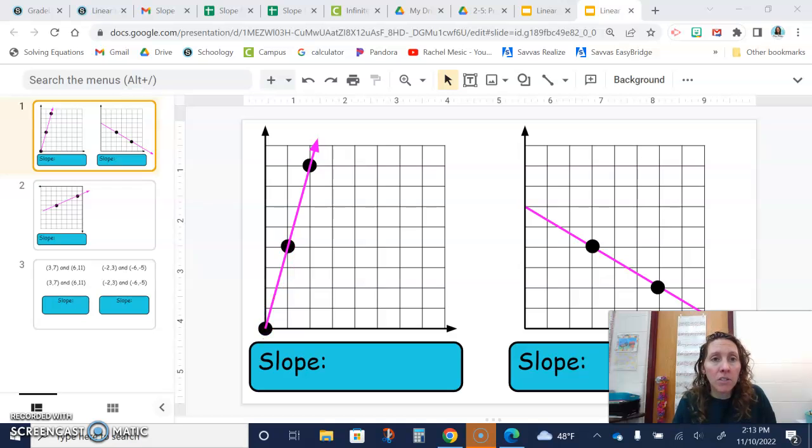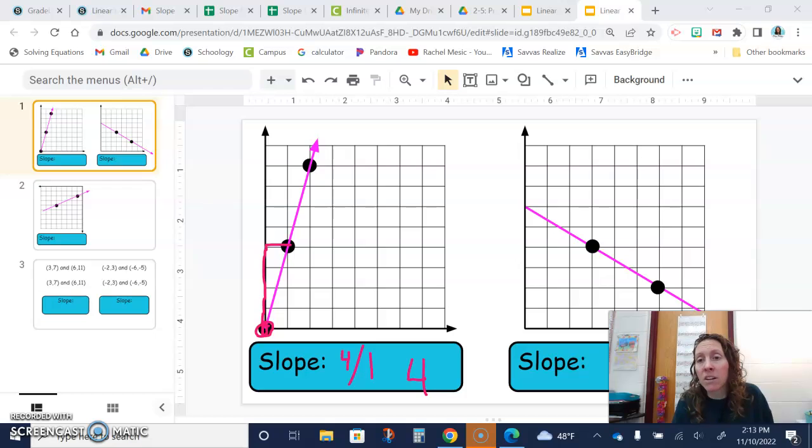All right, so I'm going to start with this one here. I'm going to rise up first. 1, 2, 3, 4. Then I'm going to run to the right 1 time. So the slope is 4 over 1, which simplifies to just 4.